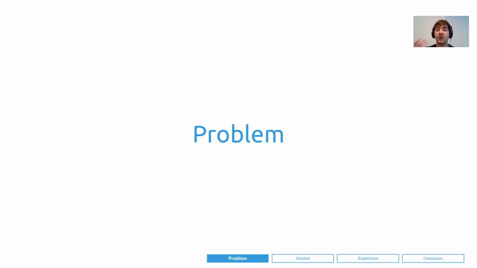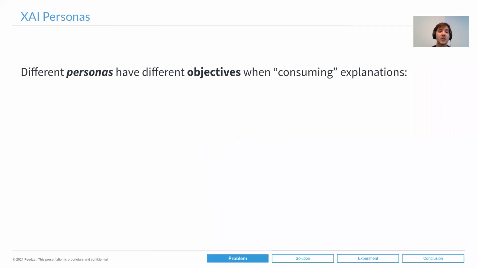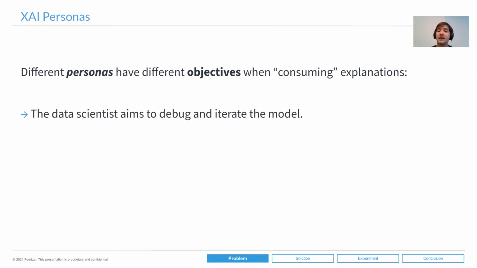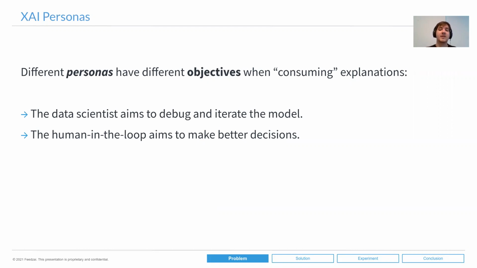So we're going to start off by motivating a bit the problem that we have at hand. For explanations, different personas have different objectives. Each one wants something different from explanations. For example, a data scientist wants to debug and iterate a given machine learning model with explanations. A human in the loop, which is someone that makes decisions based on the model score, the features, and explanations, wants explanations to make better decisions.